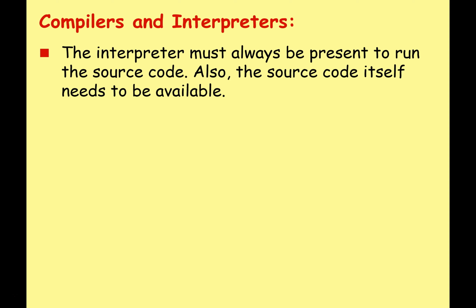An interpreter must always be present to run the source code. Also, the source code itself needs to be available. So remember, the compiler, once it's finished, leaves you that executable file that can be run by itself. With an interpreter, you always need the source code and the interpreting software to run your source file and run it in a way that the computer can understand.